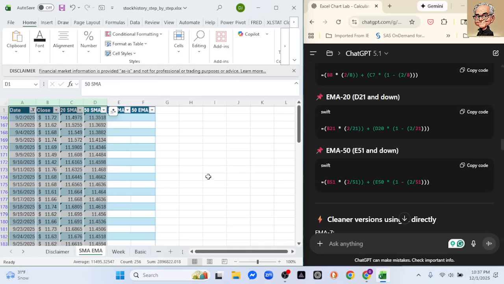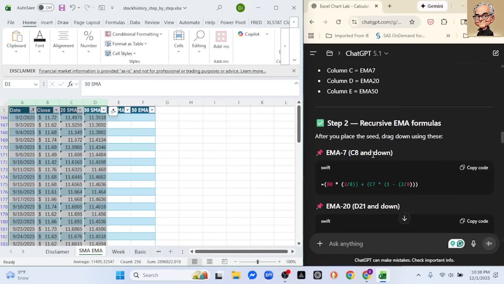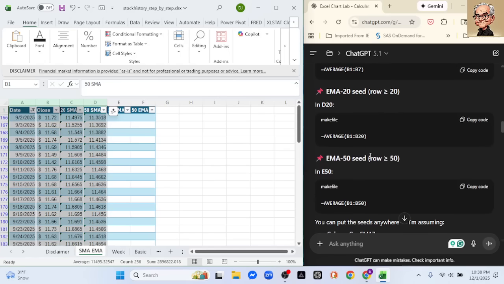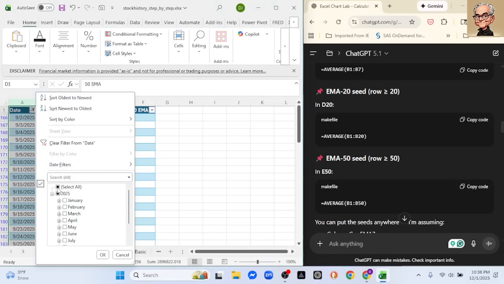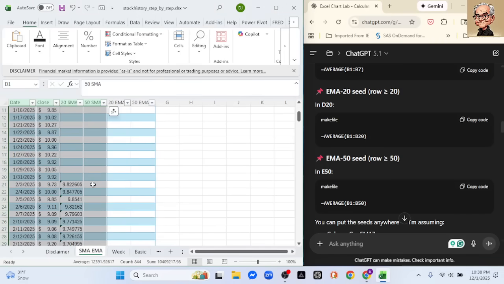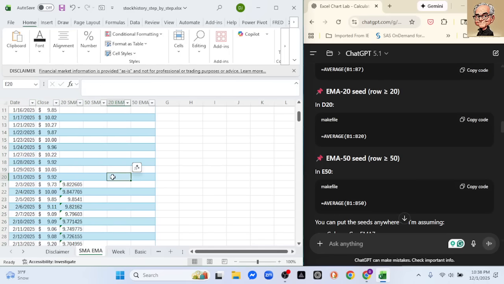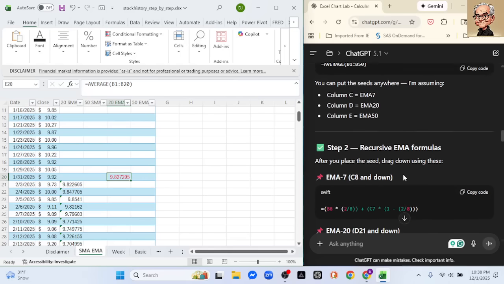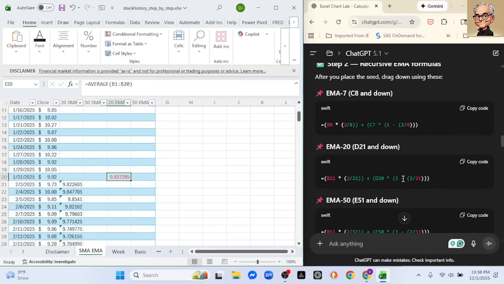Now let's take a look at the two EMAs. First thing you're going to do is bring all of our data back. Come down to the 21. You want to set a seed value.